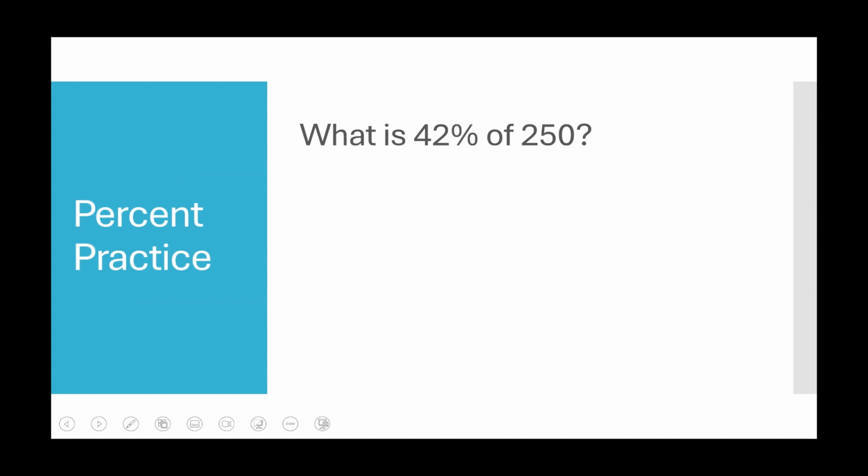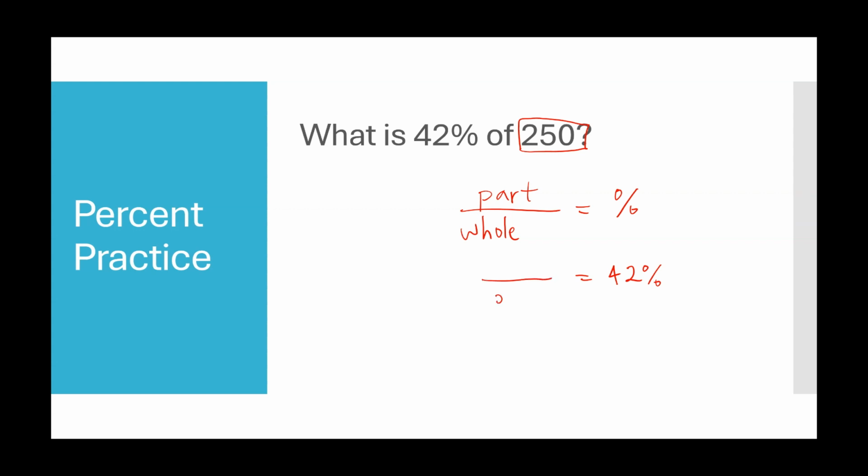What is 42% of 250? You're never going to believe it. I'm going to do part divided by whole equals percent. So we know that it's 42%, and we have that the whole thing is 250. What we don't know is the part. So let's get rid of this divide by 250 by multiplying it.